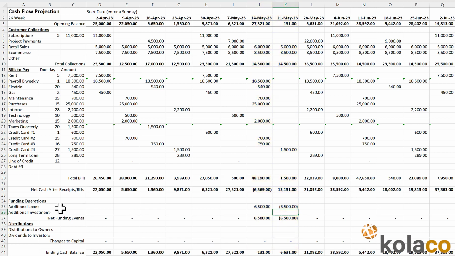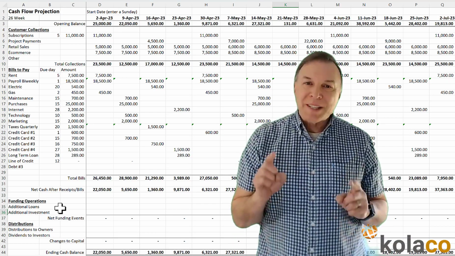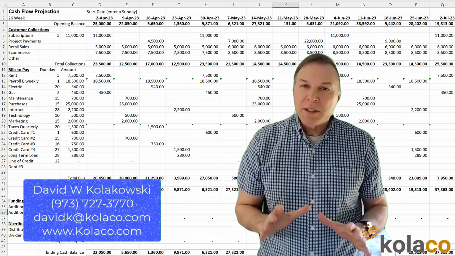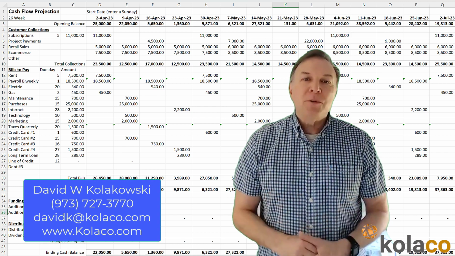Notice there are additional sections here for funding and dividends and distributions to shareholders. As you can see, this tool is excellent if you want to understand the future expectations when it comes to cash and may help you sleep better at night.